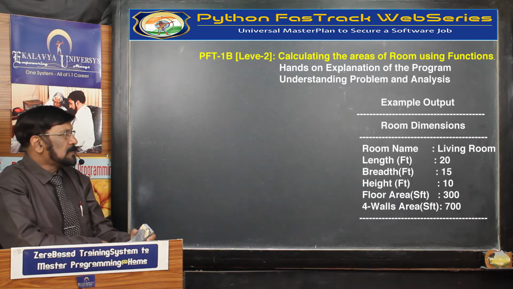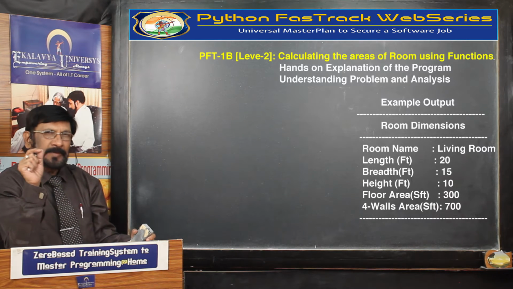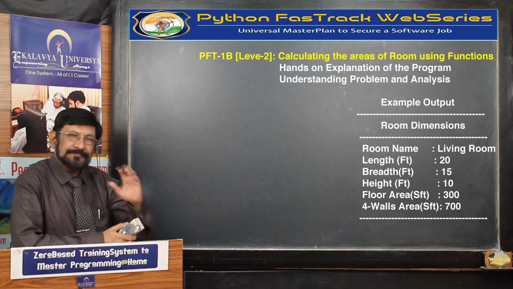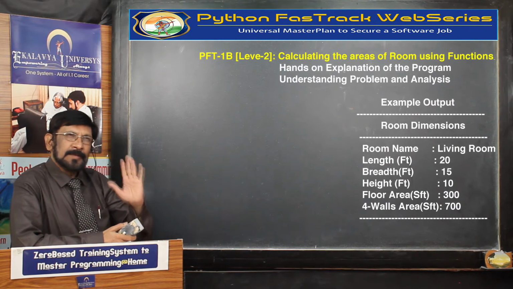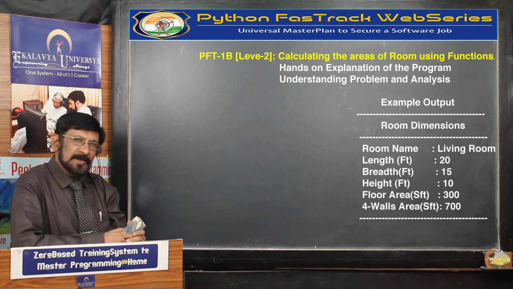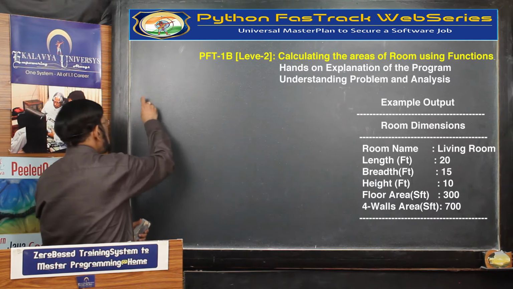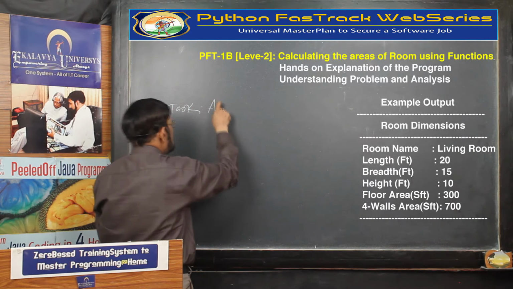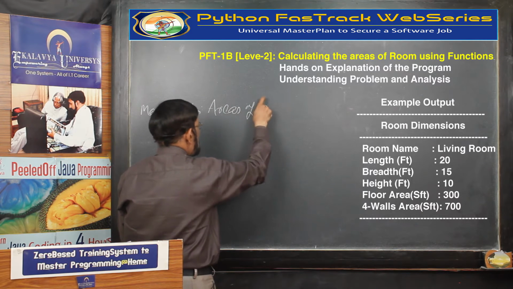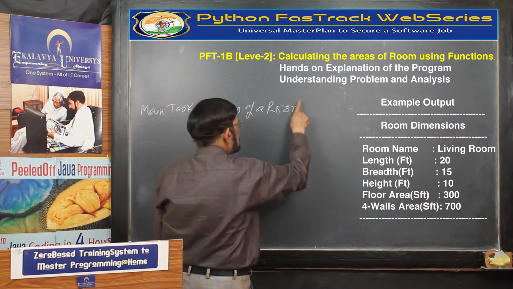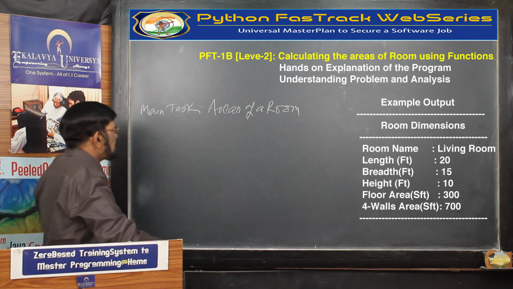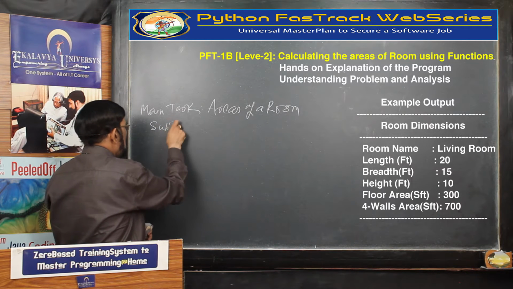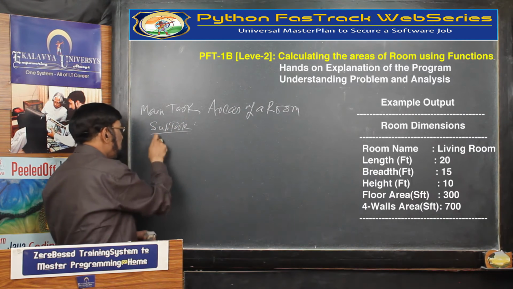Here, first, what is the task? Calculating floor area and 4 walls area of the room. So, this is the main task of the program. We have to divide it into subtasks. Main task: calculating areas of a room. Already it is there. Now you see. Which functions are required? What are the subtasks in that? For each subtask we have to define a function.